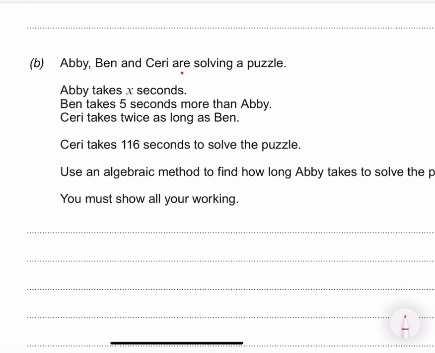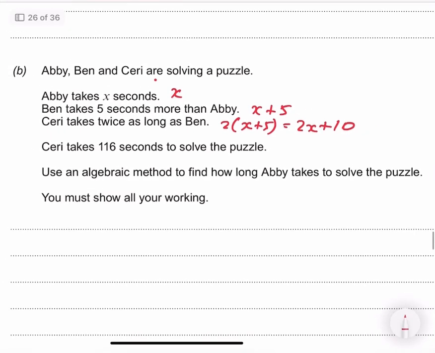Okay, next part is on expressions. So Abby takes x seconds to solve the puzzle. Ben takes 5 seconds more, so we're going to put x plus 5 for Ben. And Cherie takes twice as long as Ben, so we're going to multiply that x plus 5 by 2. Both numbers should be multiplied by 2, so 2x plus 10. And Cherie takes 116 seconds to solve the puzzle.